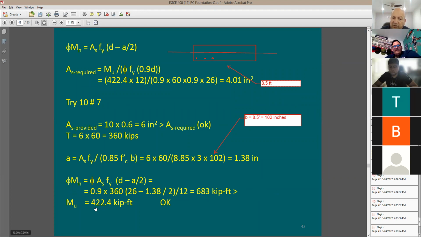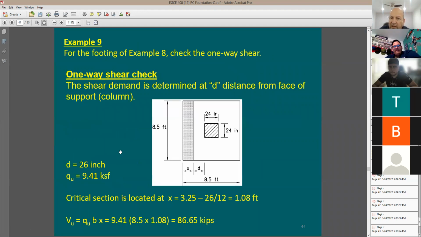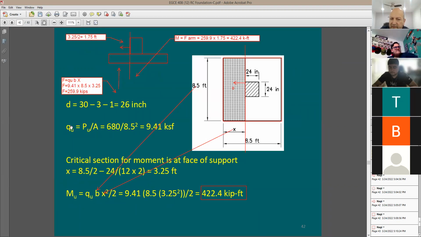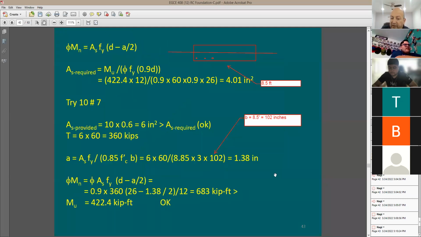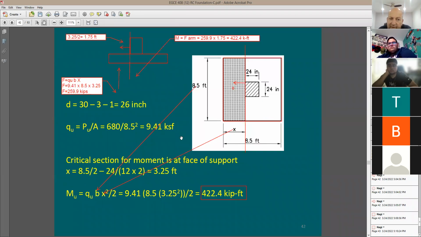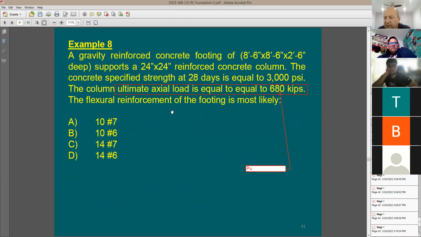Your demand is how much? 422.4. Based on what? Based on the ultimate load. Your moment here equals 422.4. Your capacity, if you go here with 10 number 7, is 683. Now with that, I designed a complete footing. You have a very good example, right? It shows you in this example how to size the footing. That was the first example, example 1. And example number 8 shows you how to design the reinforcing.